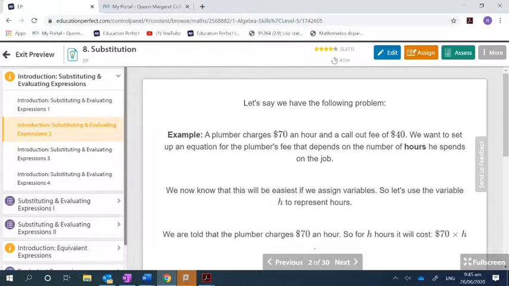Let's say we have the following problem. A plumber charges $70 an hour and a call-out fee of $40. We want to set up an equation for the plumber's fee that depends on the number of hours he spends on the job. Don't worry about this. They're going to give you the equation.